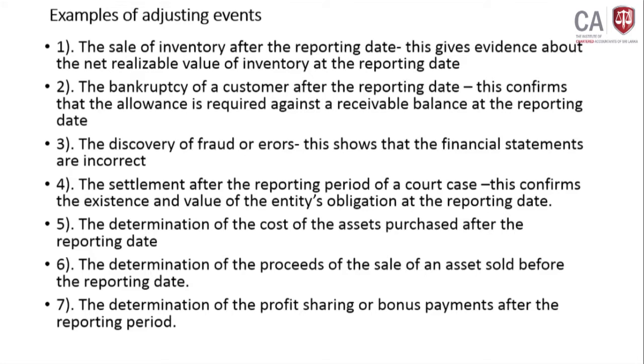The first one says the sale of inventory after the reporting date. This gives evidence about the net realizable value of inventory at the reporting date. I explained that part, I hope that was clear. So, we will move on to the second one. The bankruptcy of a customer after the reporting date. This confirms that an allowance is required against the receivable balance at the reporting date. Even that was explained in my example. So, we can move on to the next one. Third, the discovery of fraud or errors. This shows that the financial statements are incorrect.